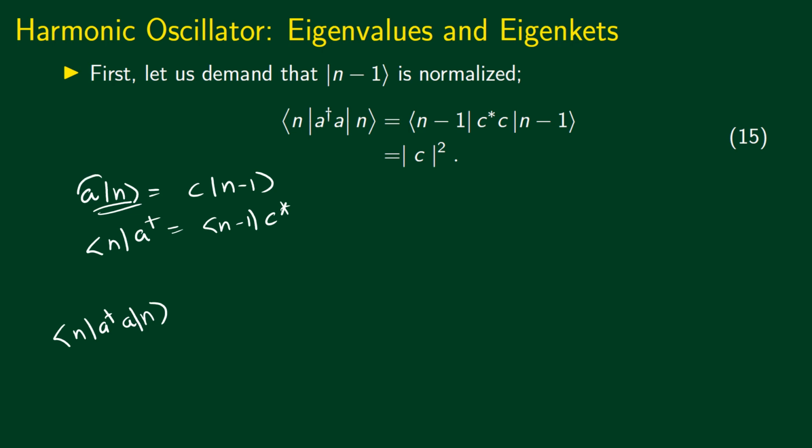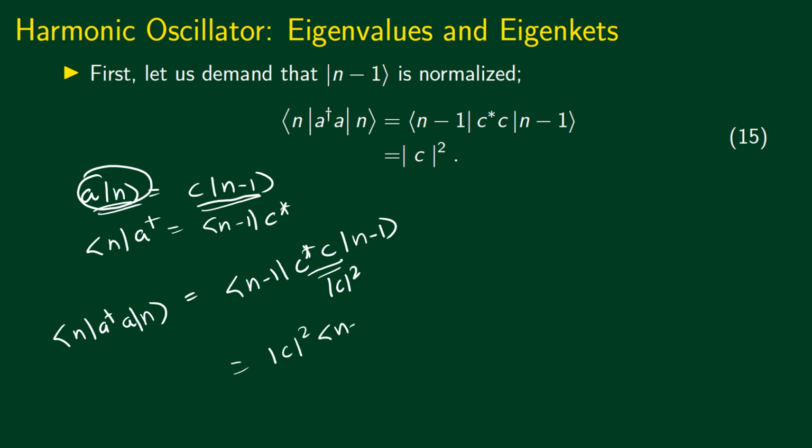This is the inner product of A ket n with itself. This is equal to, on the left hand side, bra n minus 1 C star. That's the bra, and the ket is C multiplying ket n minus 1. Here C star C, equal to modulus of C square, is a number which can be pulled out. So this becomes modulus of C square bra n minus 1 ket n minus 1.